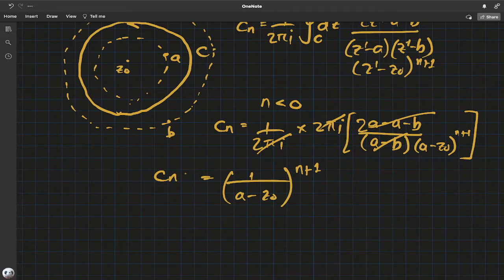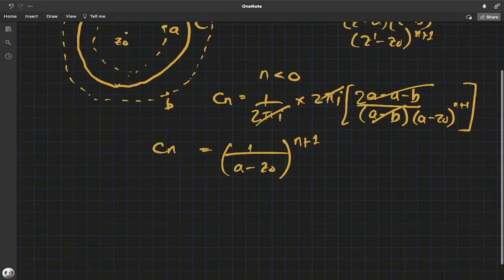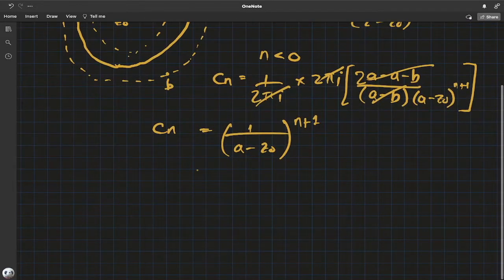It's not 0, so that's why it's important to look at the region you're in and what singularities it contains, because that will completely change what the Laurent series looks like. In the previous case, it was a pure Taylor series because its negative n coefficient was 0, but now it's not, so it will be a mixed Laurent series with negative and positive powers.